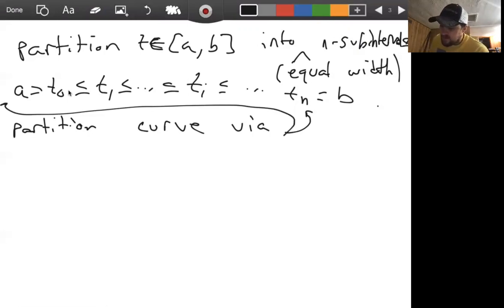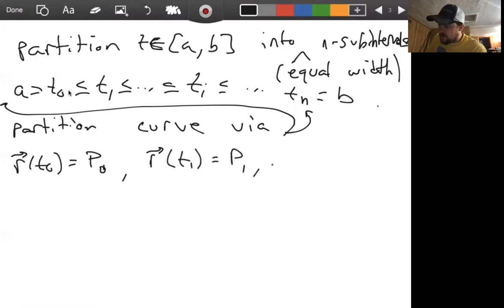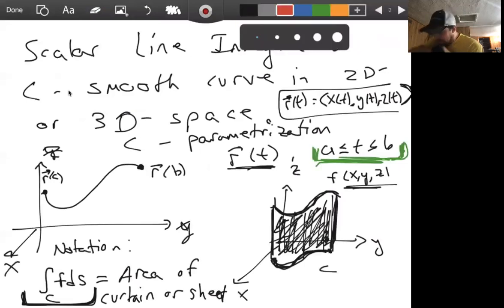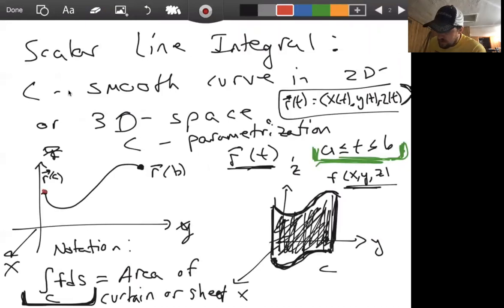What we can do then is say, well, let's call R of T naught this point P0, and R of T1 this point P1, et cetera, et cetera. And so the general formula here is R of Ti is the point Pi. And what we'll get is a partition of the curve here, right? This is P0, P1, P2, all the way up to some Pi minus 1, Pi, all the way up to Pn.